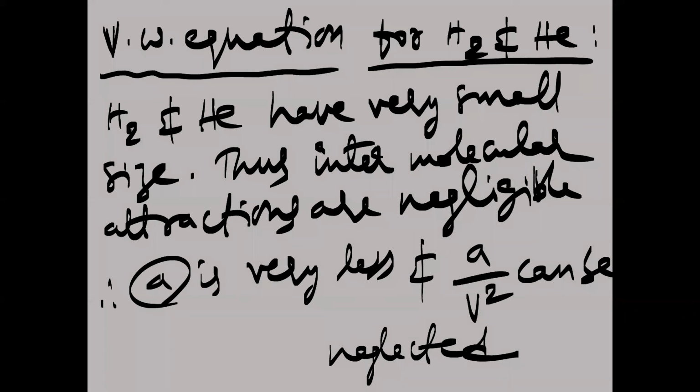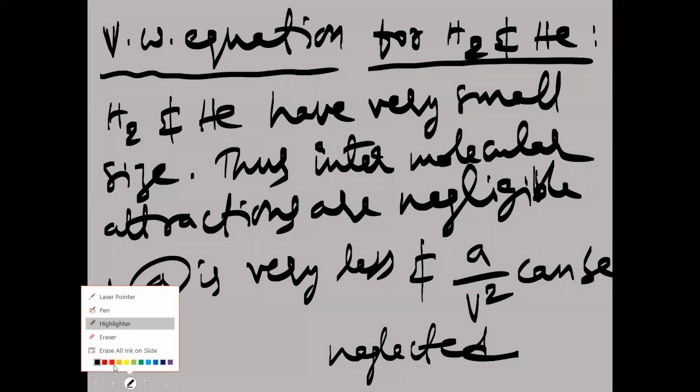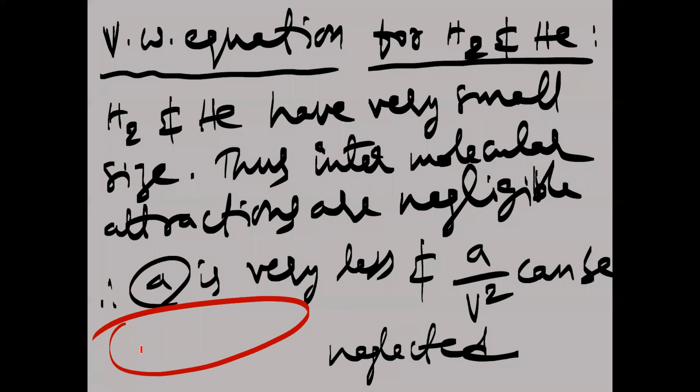Now, what is neglected here? A by V square can be neglected, but we cannot neglect B here. Why can B not be neglected? Because B is the size of the molecule. So B cannot be neglected, but A by V square can be neglected.